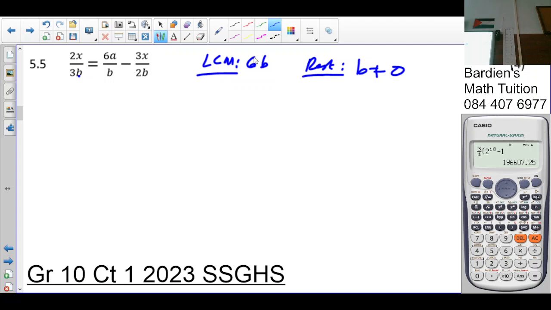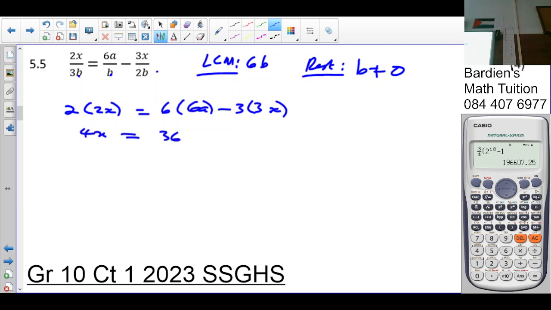Okay. So, what must the first fraction be multiplied by? 2. So, it's going to be 2 into 2x. Do I need to keep the denominator? No. It's only in an expression I needed to keep the denominator. So what must b be multiplied by to get 6b? 6. So 6 into 6a minus. That must be multiplied by 3. So it's 3 into 3x. So I'm going to get rid of the brackets. It's going to give me 4x equals 36a minus 9x.